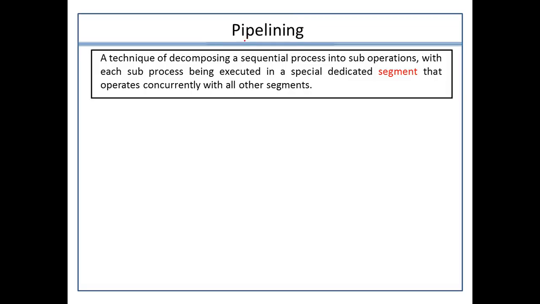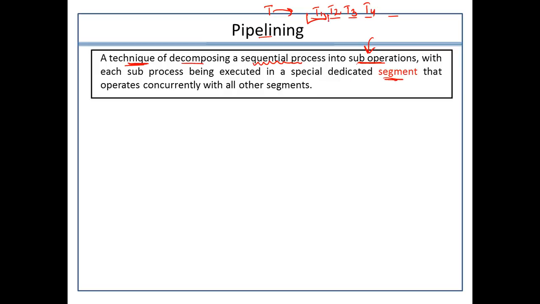Basically, the technical definition of pipelining is that it is a technique of decomposing a sequential process. The basic aspect is that the process is going in a sequential manner, and we are decomposing this sequential process into sub operations. One task is subdivided into a number of tasks, with each sub process being executed in a special dedicated segment.